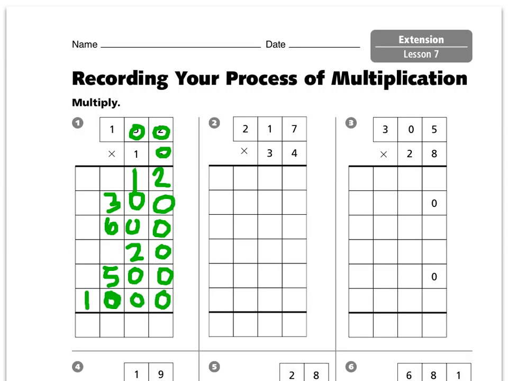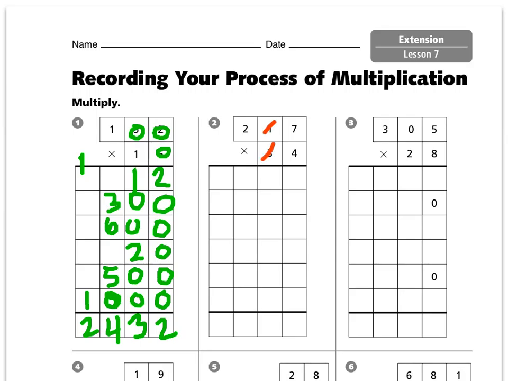Now I need to go ahead and add up my columns. I have 2. 1 plus 2 is 3. 3 plus 6 is 9, plus 5 more is 14. Carry the 1. 1 plus 1 is 2. Let's move on to number 2, where we do the same thing.